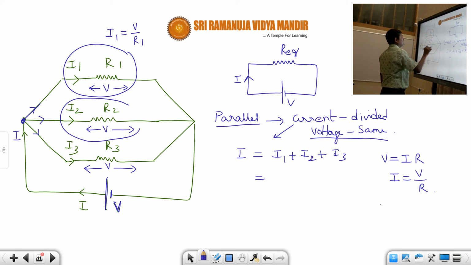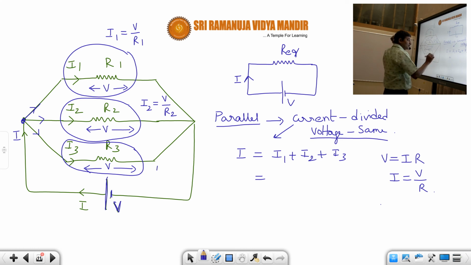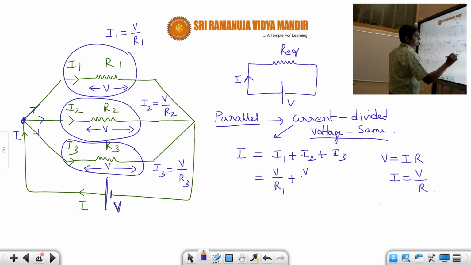And for R2, in which current I2 is flowing having voltage V, what is I2? I2 is equal to V by R2. And for the third resistor also I know the voltage across R3 and the current flowing through R3. So I3 is equal to V by R3. So that means I equals V by R1 plus V by R2 plus V by R3.